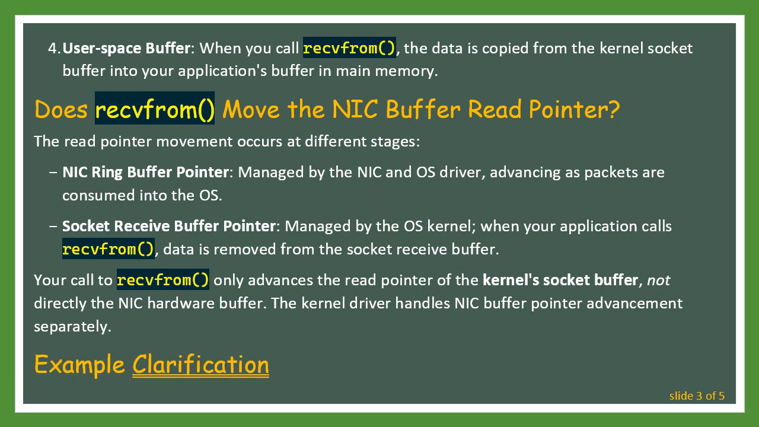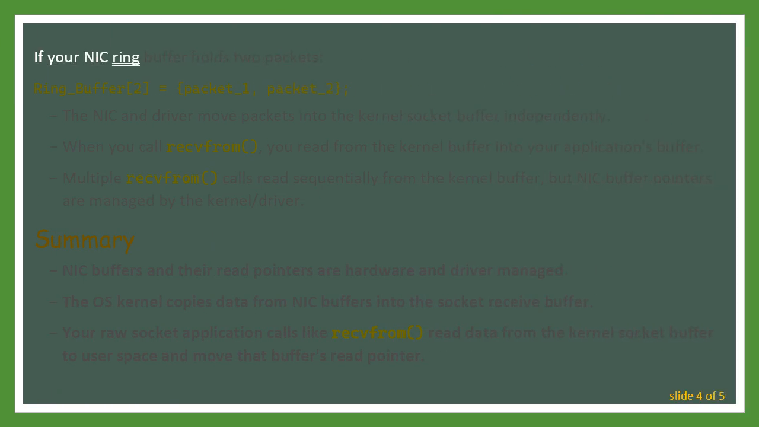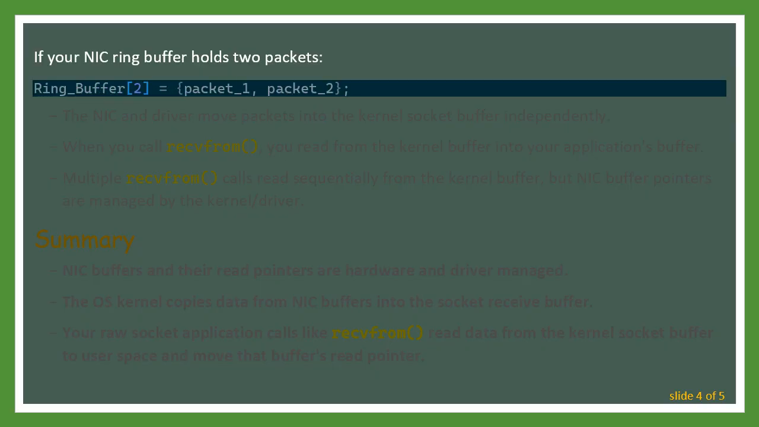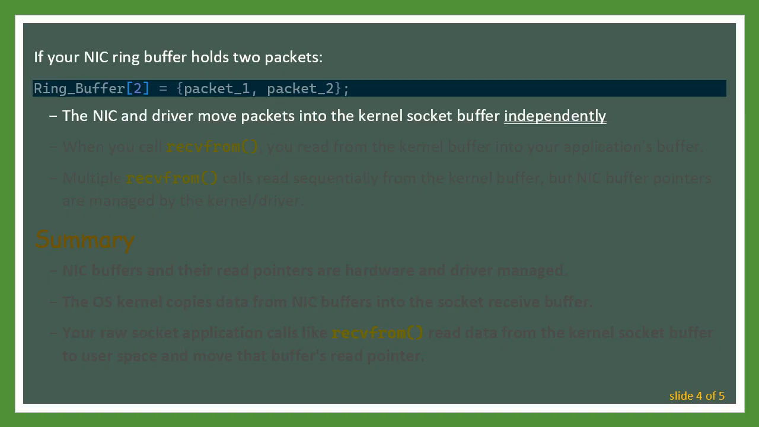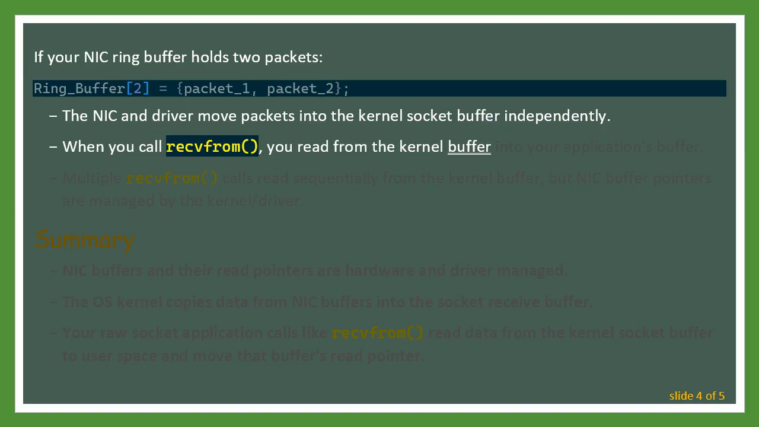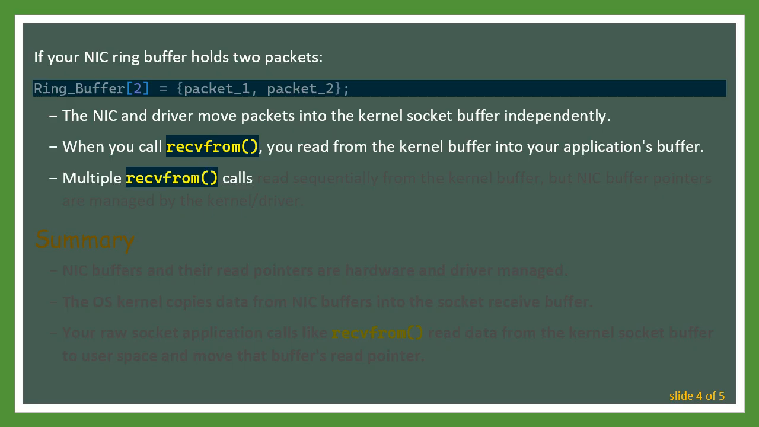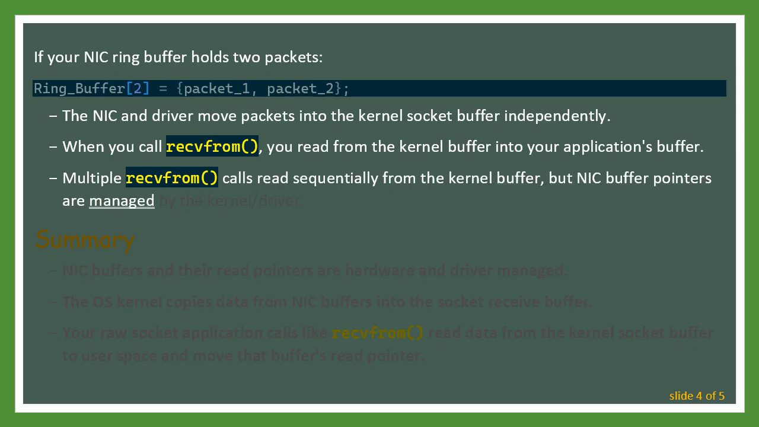Example clarification. If your NIC ring buffer holds 2 packets, the NIC and driver move packets into the kernel socket buffer independently. When you call recvfrom, you read from the kernel buffer into your application's buffer. Multiple recvfrom calls read sequentially from the kernel buffer, but NIC buffer pointers are managed by the kernel/driver.